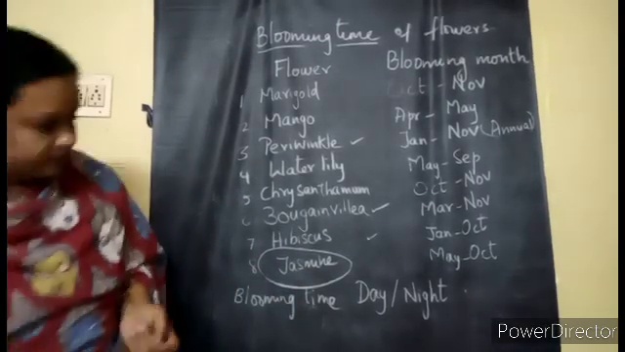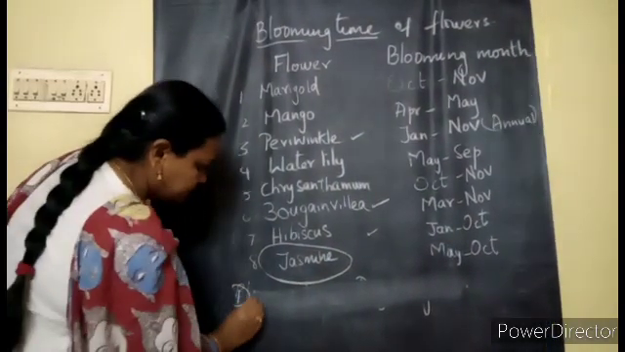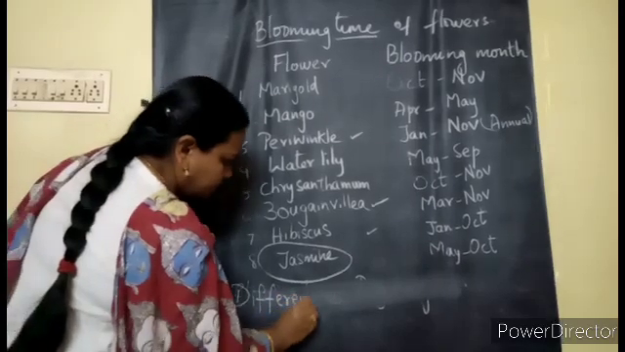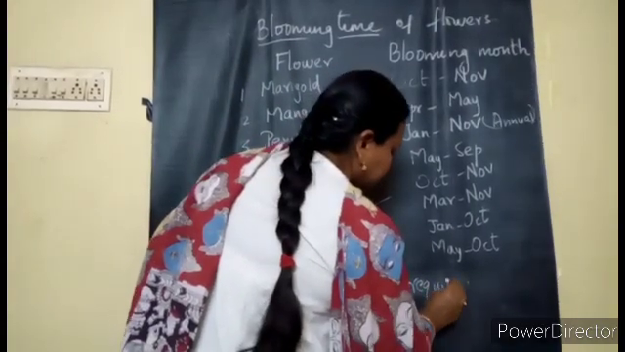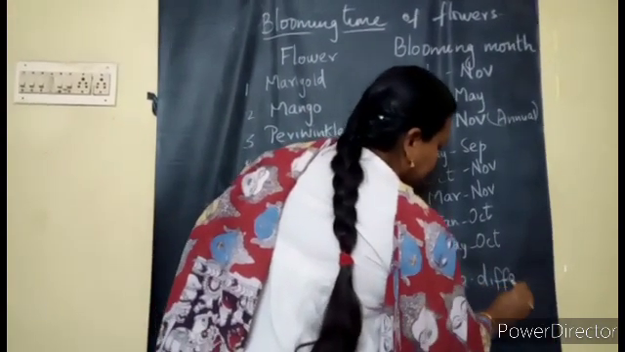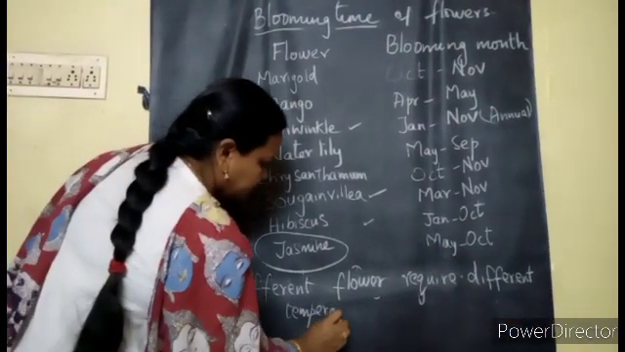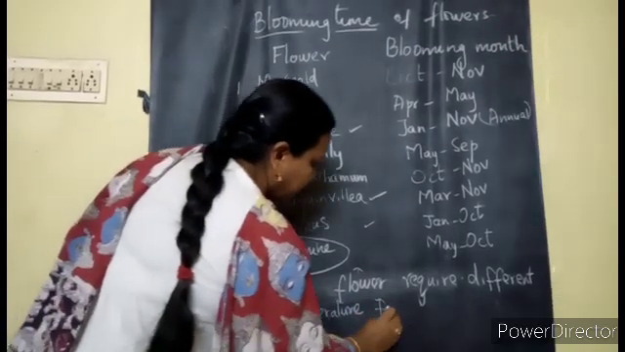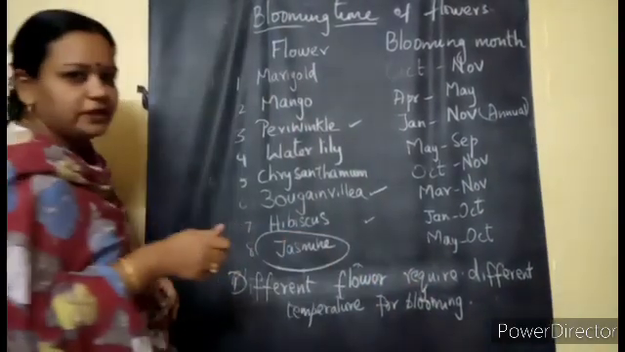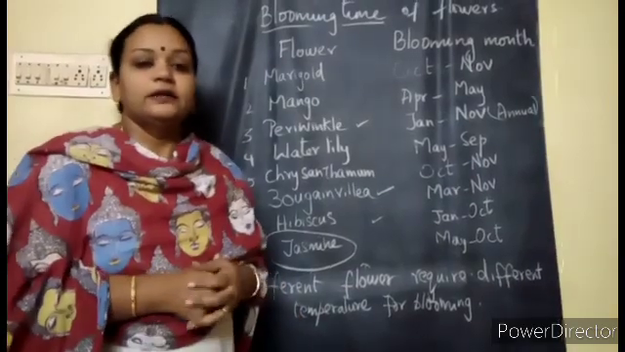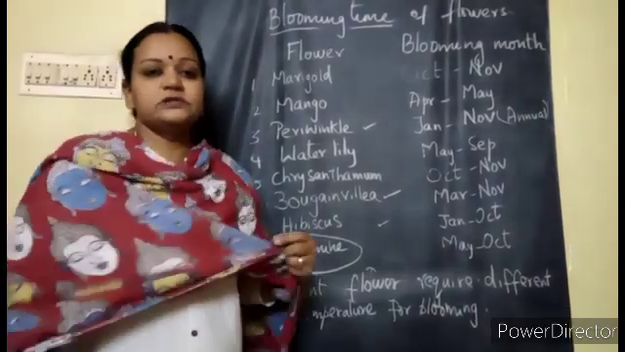So why that difference, children? Different flowers require different temperatures for blooming and also the weather conditions they need. That is why they differ in their blooming time and also in the month in which they will bloom.